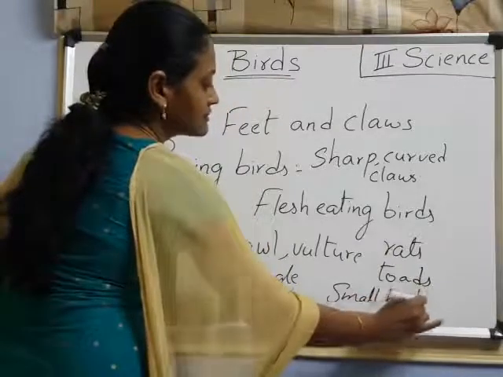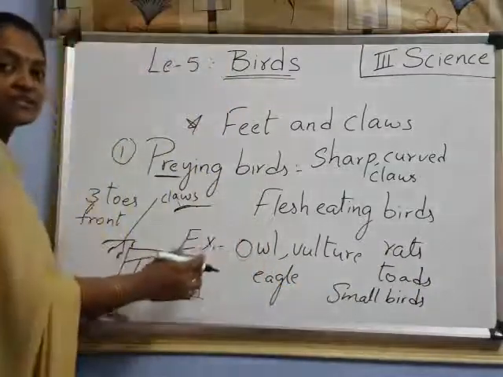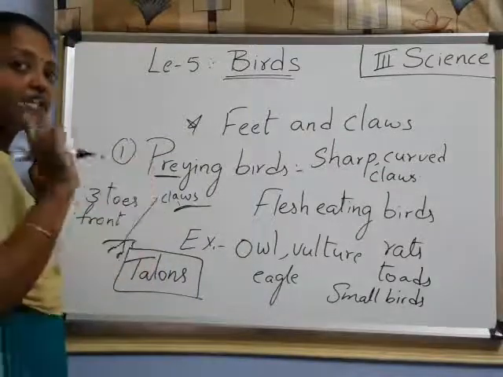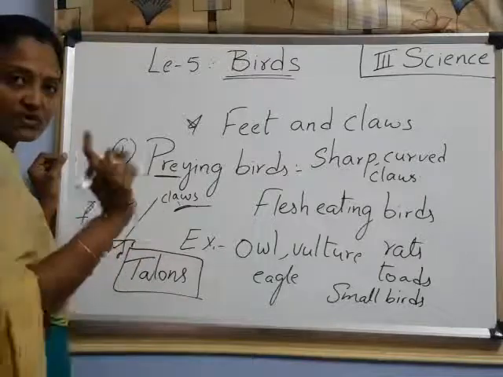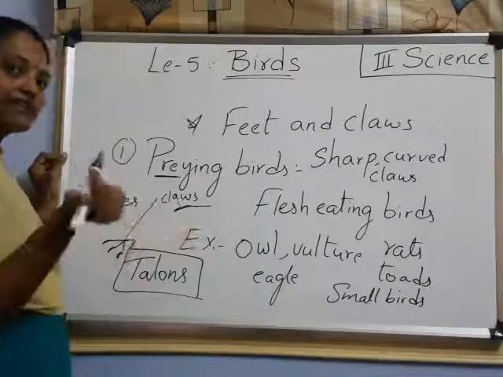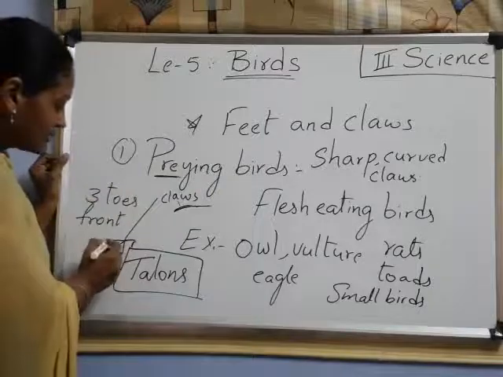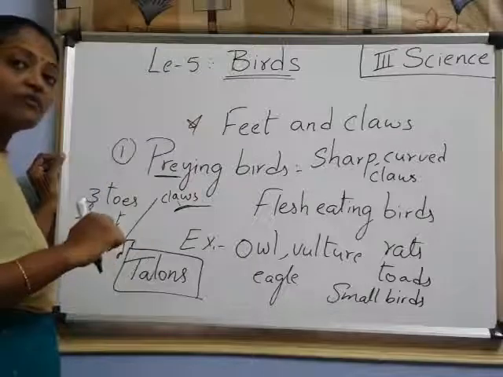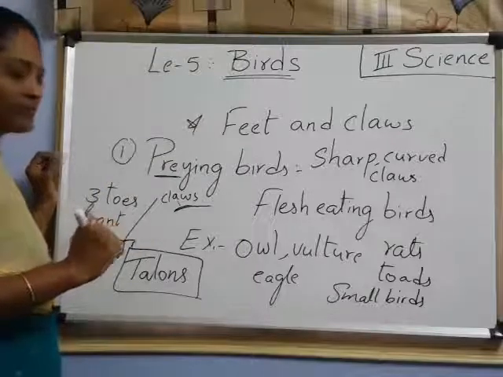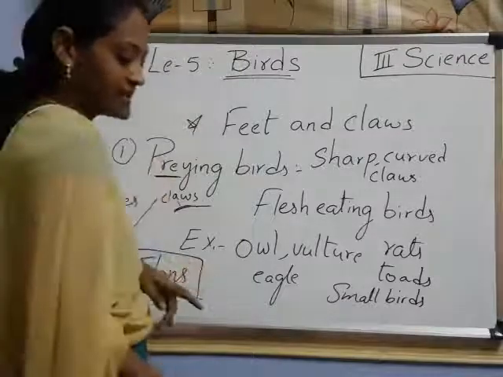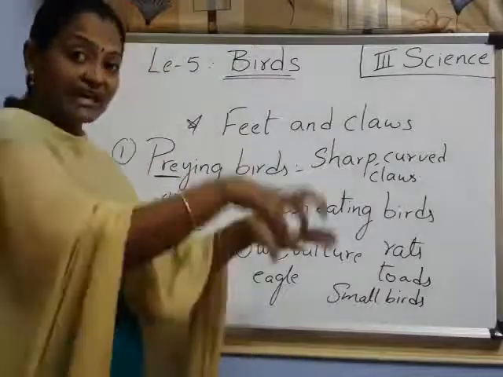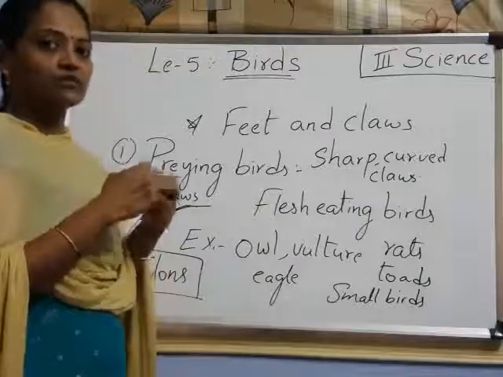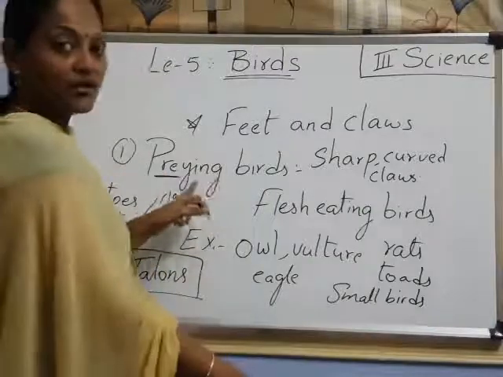Got it, children? So flesh-eating birds, how many feet are there? Generally, feet is 2 only. For each foot, 3 toes are there at the front and 1 at the back, and these toes have sharp claws so that they can tear the flesh of other small birds. Understood? This is about preying birds. Prey means they catch other small birds and eat their flesh. So those birds are called preying birds.